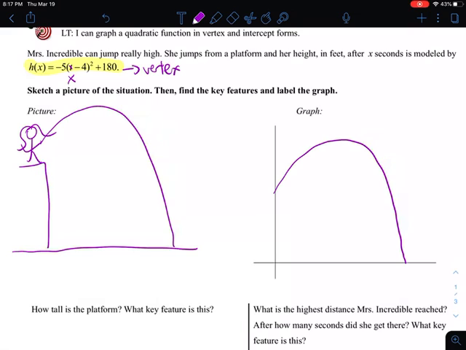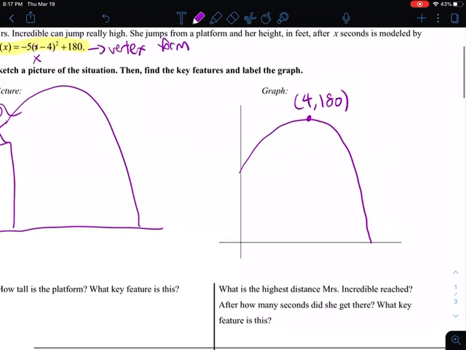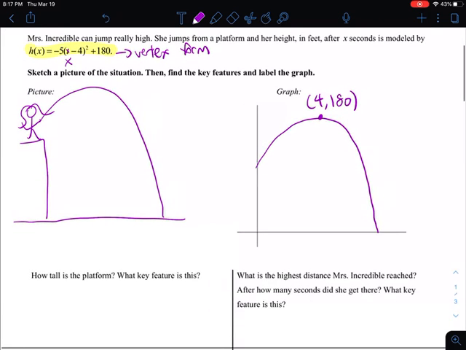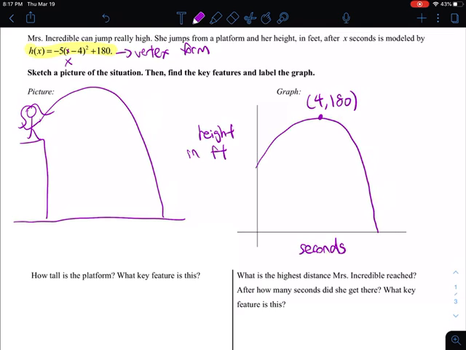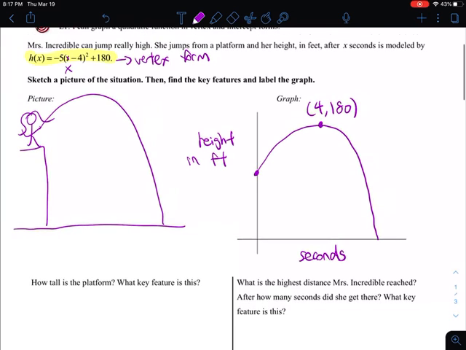Now, because this is in vertex form, we can easily find the vertex, right? So this graph is shifted to the right 4, so it'll be positive 4, and then up 180. There it is. And I should also label the graph as well. So the x-axis is seconds, and the y-axis is her height in feet. Okay, so we got our vertex.